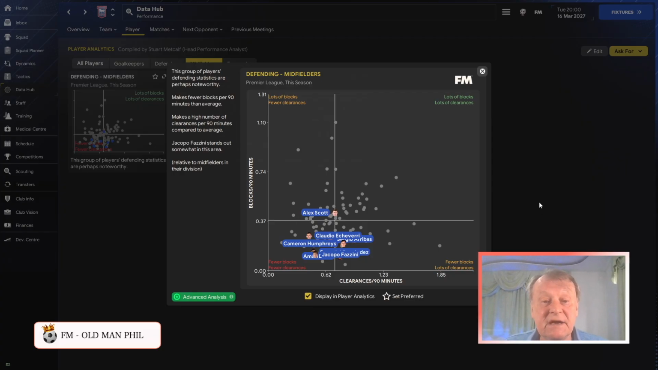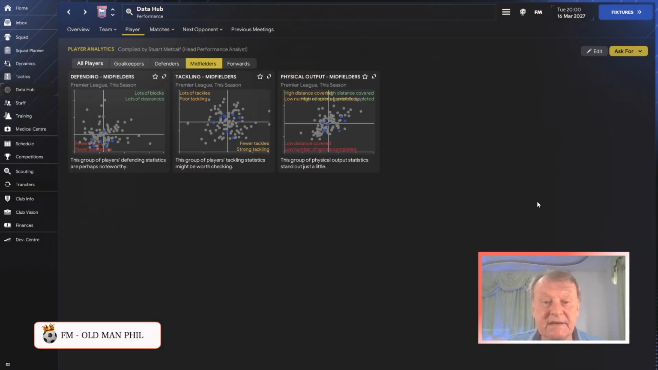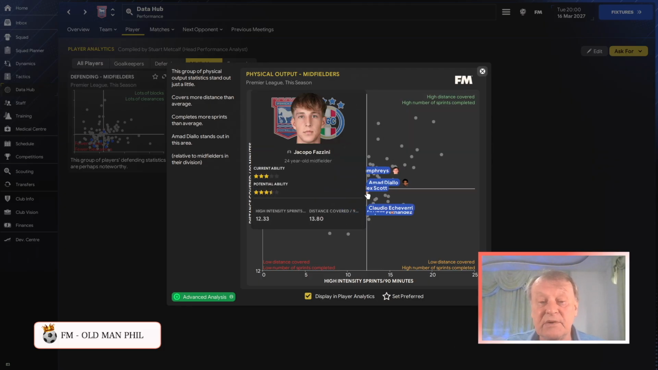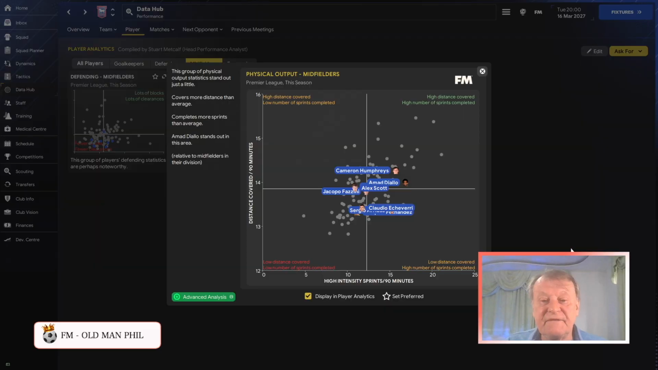We need to sort out how many blocks we are getting and increase the number of blocks that we are managing to make. And finally, the physical output of the midfielders. You can see there's a couple of players who don't put in a lot of effort. But Cameron Humphreys, Ahmed Diallo and Alex Scott tend to be the standout players in terms of physical output. But it's generally fairly average in terms of the physical output that we are putting into each game.